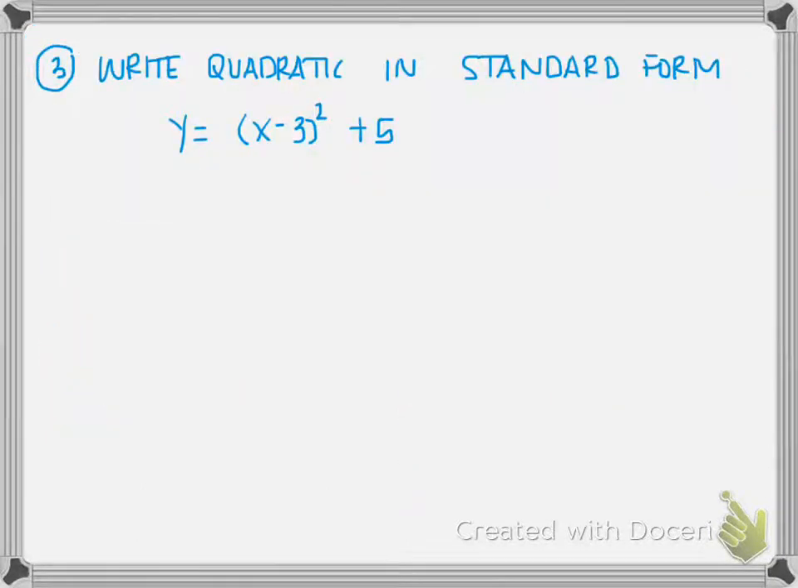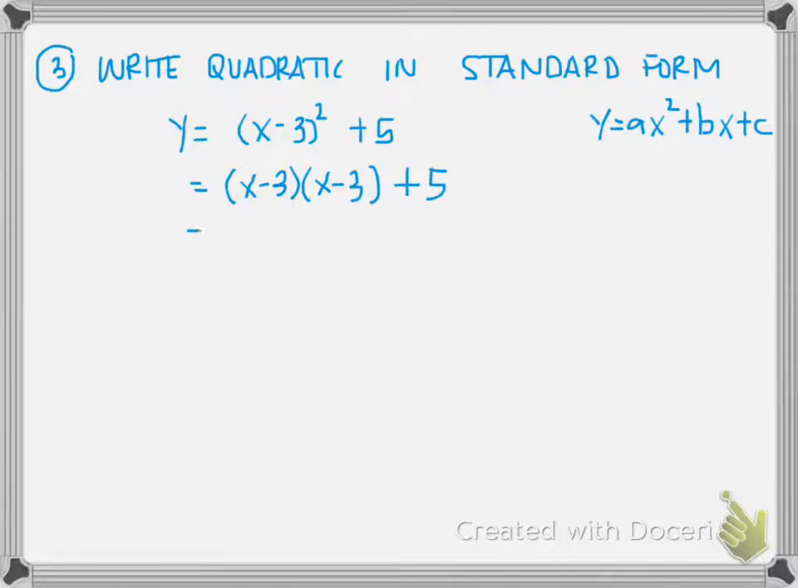Okay. So what about this? Write the quadratic in standard form. So this is not in standard form. This is actually considered vertex form. Okay. So standard form, that means I would have to get it in the form ax squared plus bx plus c. Okay, so I'm going to say x minus 3 times x minus 3 plus 5.